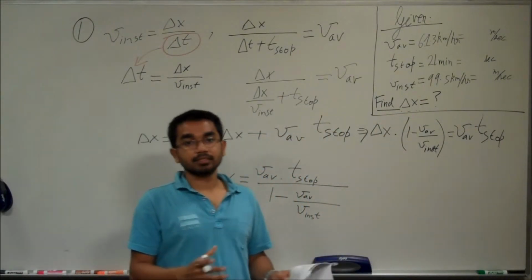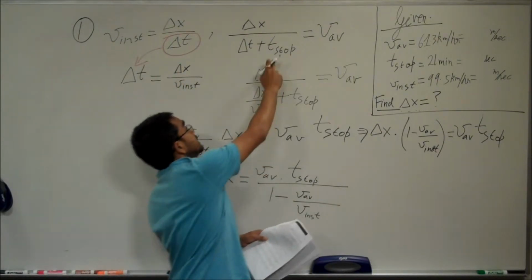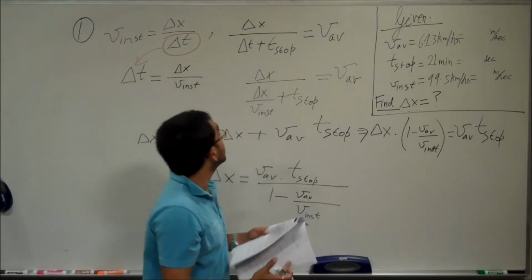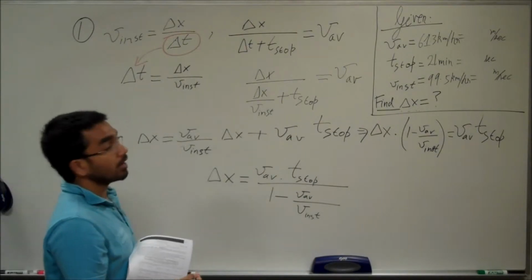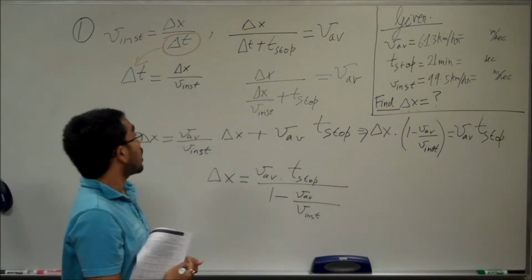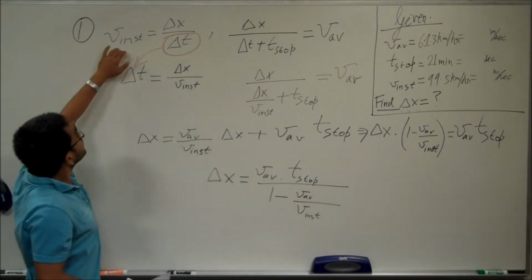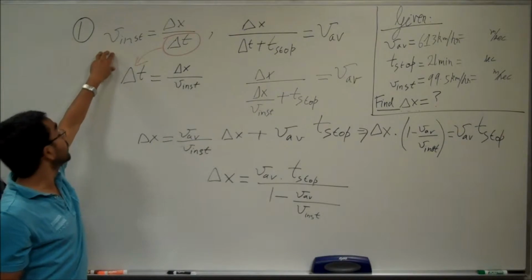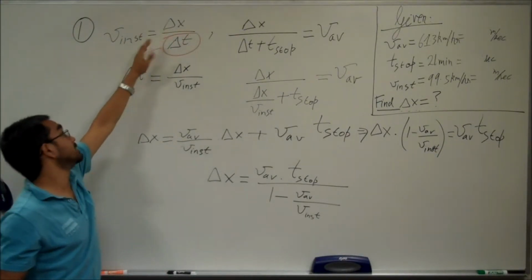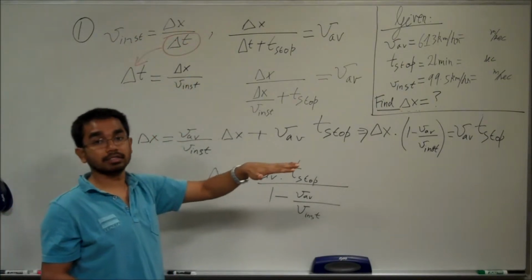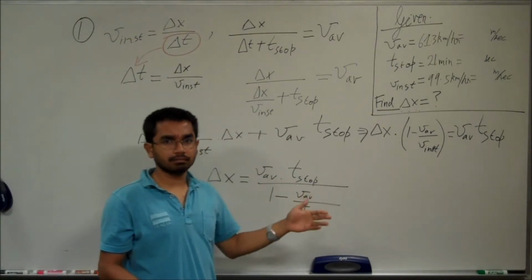There are two segments of time here. One is delta t, and the other one is t stoppage. Delta t is the time that he spends behind the wheel driving at 99.5 kilometers per hour, and t stop is 21 minutes. First, if you were to write the instantaneous velocity for the vehicle while he's driving, it's delta x divided by delta t. Delta x means the distance covered by the car when he's driving it, and delta t is the time period for which he's driving.